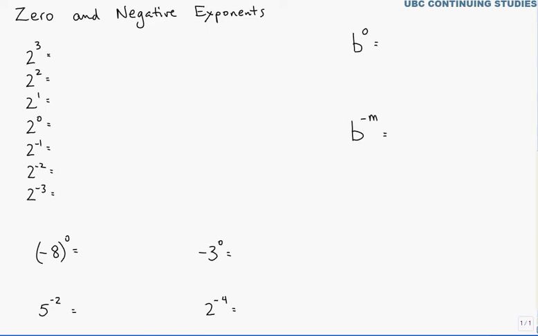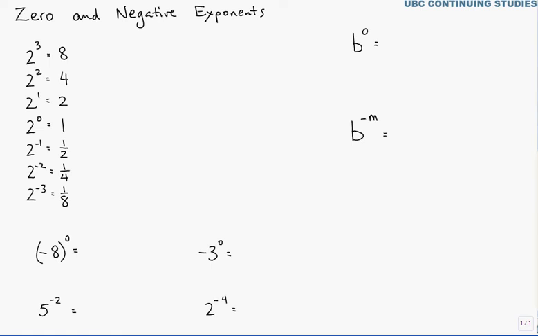2 cubed, for instance, is 2 times 2 times 2, which is 8. 2 squared is 2 times 2, which is 4. 2 to the power 1 means you just take 1, 2, so it's just 2. Now, you can see as we go down the list that we're just simply dividing by 2 or multiplying by half, whichever way you want to think about it. If I continue that pattern and divide 2 by 2, I get 1. If I continue that again, I get a half, and then a quarter, and then an eighth.